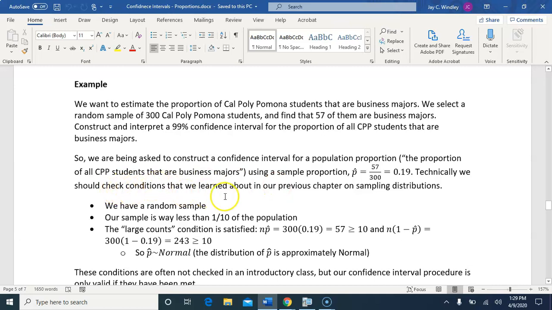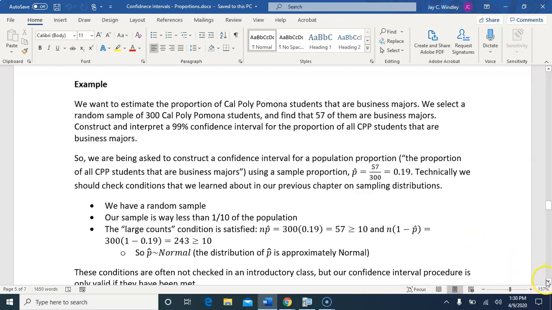Technically, we should check conditions that we learned about in our previous chapter on sampling distributions. Do we have a random sample? Is our sample less than 1/10 of the population? And have the conditions n times p and n times 1 minus p been met? Notice that I'm using p-hat here instead of p because I don't know the population p. I'm estimating the population p. So technically, all of those conditions should be met before we dive into the calculations for our confidence interval.